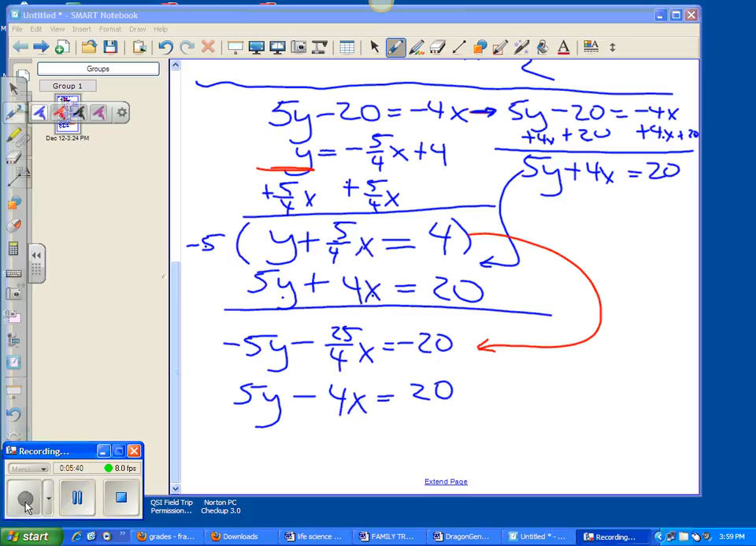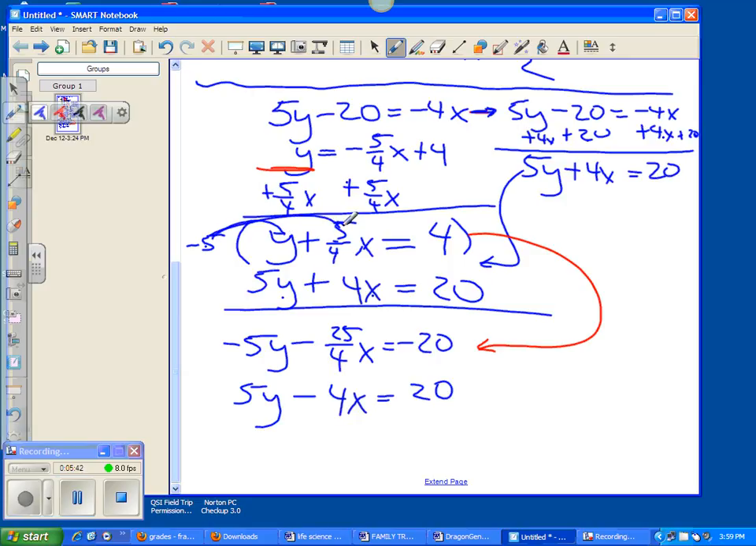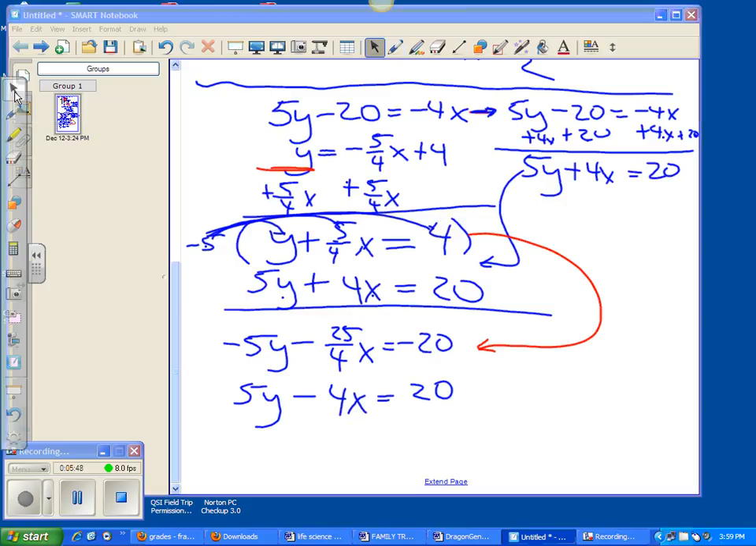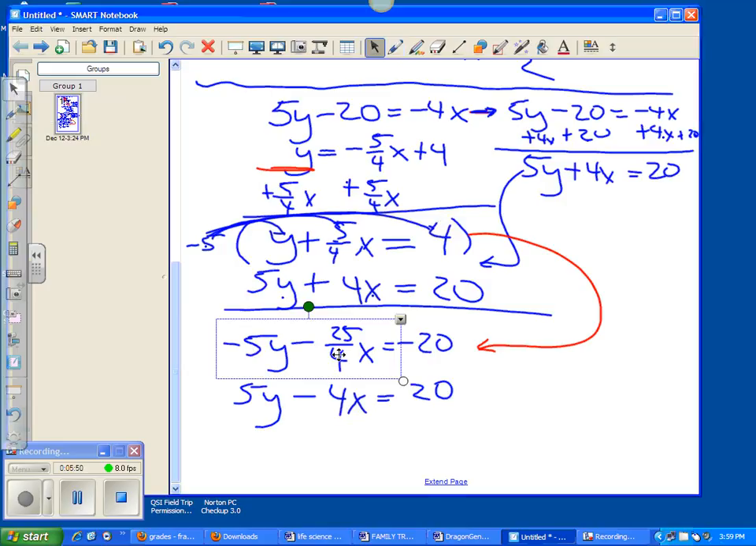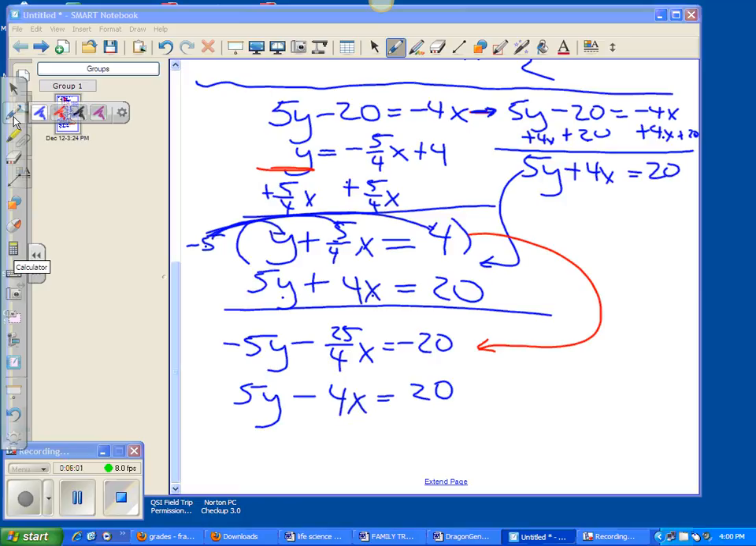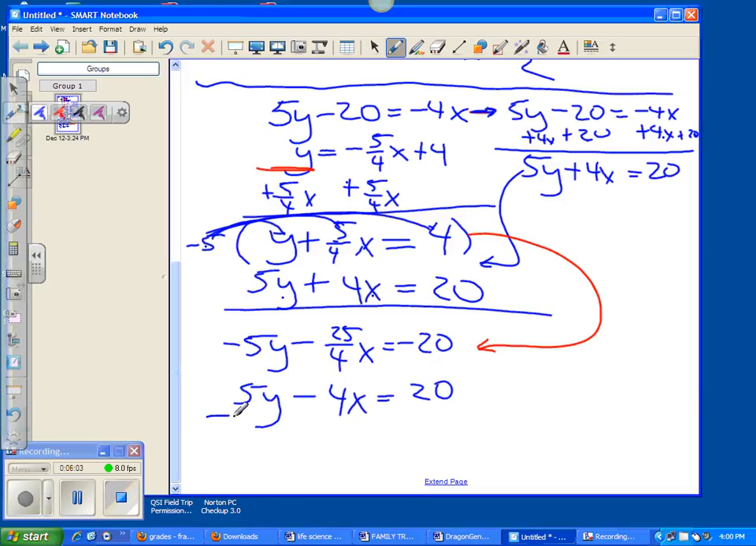Okay, through the magic of editing, I'm able to show you that I redid this down here. I did a distributive property to everything here to the negative 5. That gives me a negative 5y down here. And down here it gives me a negative 25 fourths x is equal to a negative 20, which is great. And now I'm going to combine my two lines, and this gives me 0. This, for some reason, gives me 0 also, which is okay.